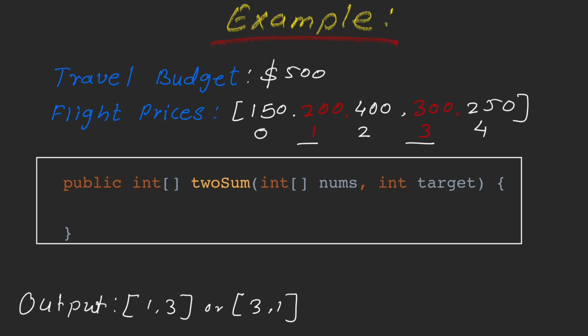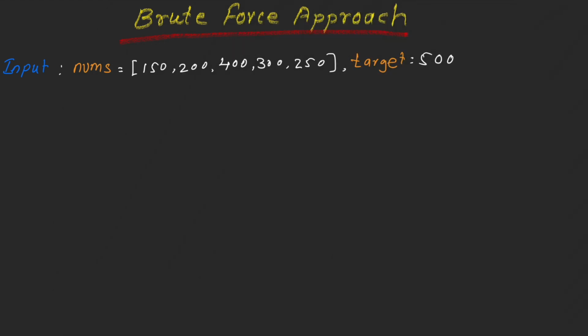Let's solve it using brute force first. Okay, so how would a human naturally solve this? We would pick one item, then look at every other item to see if it matches. The idea is simple. Take the first number in our nums array, then iterate through all the remaining numbers in the array. For each pair, check if their sum equals the target. If it does, we found our indices.